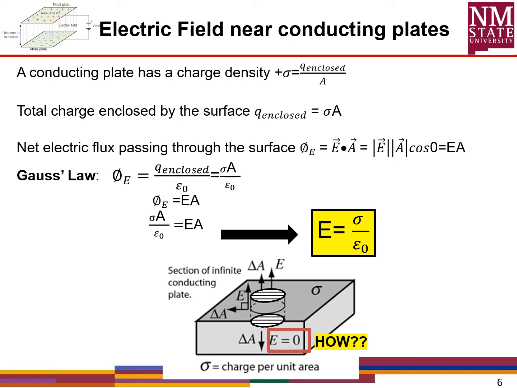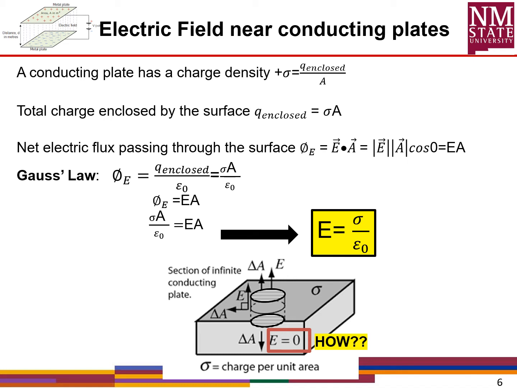Now let's write the equation for the charge density. A conducting plate has a charge density sigma. We know the charge density is equal to the charge Q enclosed divided by the area. That's the charge density. Then we can solve this equation for Q enclosed. So Q enclosed is equal to sigma times A. We found the total charge enclosed by this surface, which is equal to sigma times A.